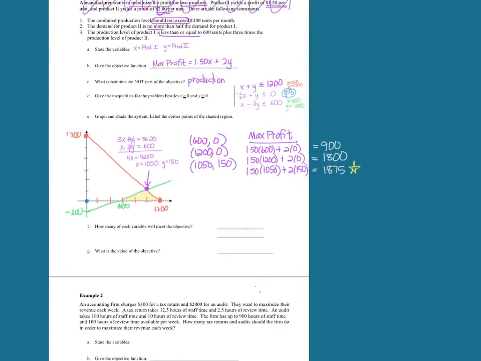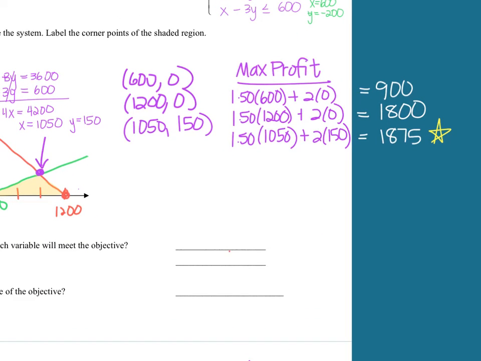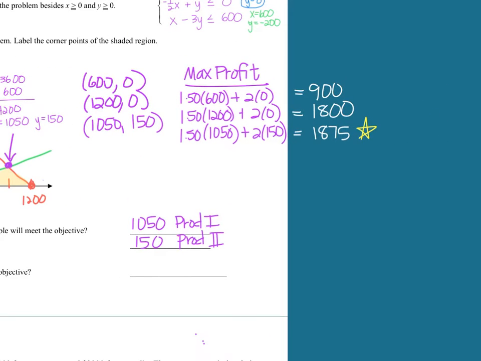And so to answer the question, how many of each variable will meet the objective? Well, we want 1050 of product 1, and we want 150 of product 2. And our goal, the value of our objective, is a maximum profit of $1,875.